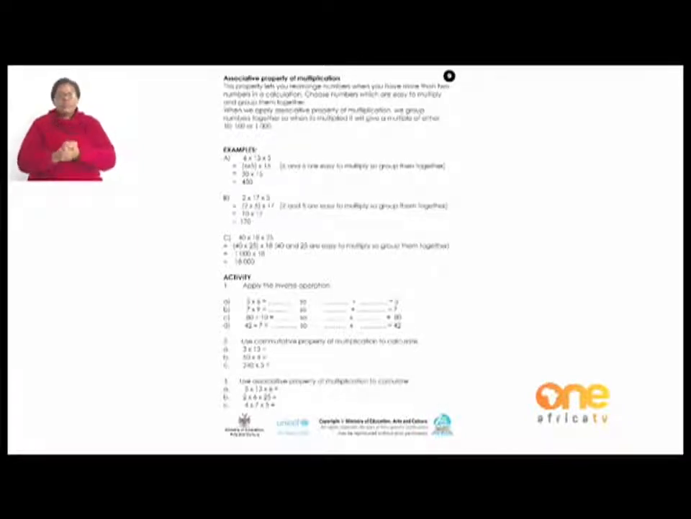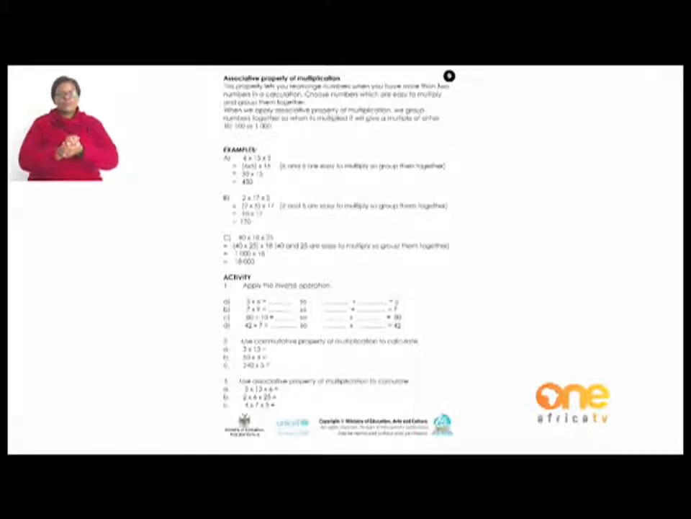Number 2, we are going to use commutative property of multiplication to calculate A, 3 times 13. Apply commutative property. B, 50 times 4. Apply commutative property of multiplication correctly. C, 240 times 5. Apply the commutative property of multiplication. Boys and girls, I want you to get it correct, please.